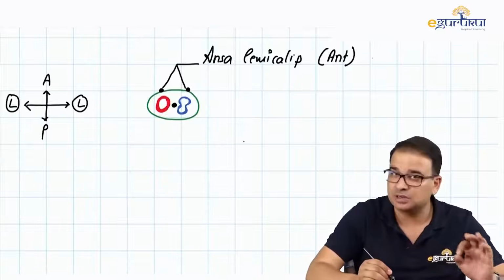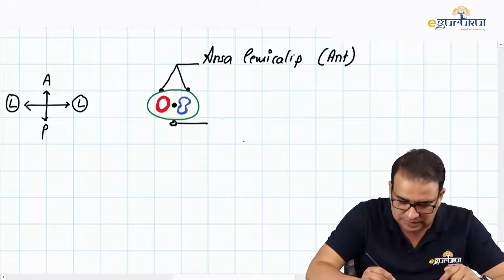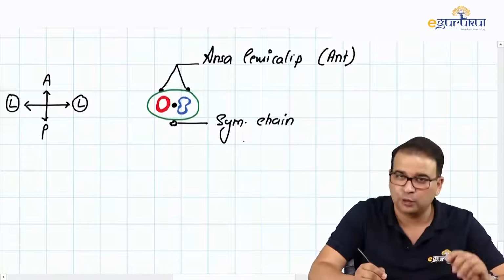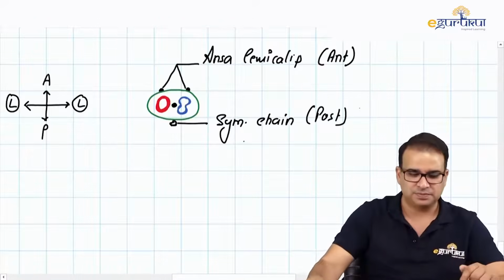Whereas the posterior relation, not adherent this time, of the carotid sheath is the sympathetic chain. That's not adherent, but yes, it is definitely closely related to it. That is the sympathetic chain, which is in the posterior relation.